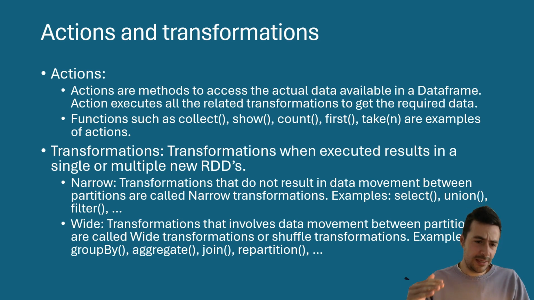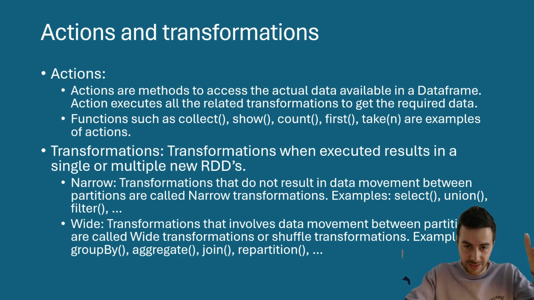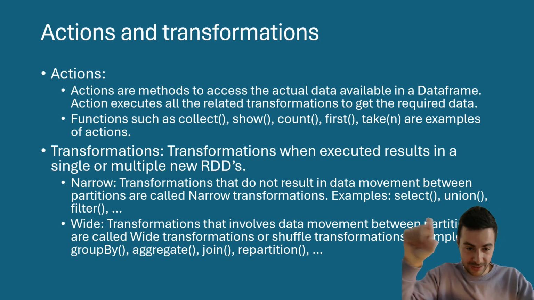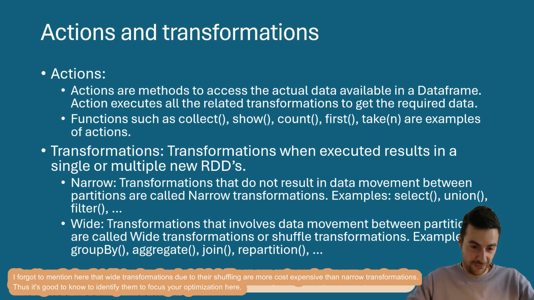We divide them basically into narrow transformations and wide transformations. Select or filter is a very easy example of a narrow transformation, because we can execute those transformations in parallel. While for wide transformations, like a group by or an aggregate, we have to have movement between the Spark partitions. You can imagine, for instance, in a join, we might have to check with different partitions if the mapping of the partitions is possible.